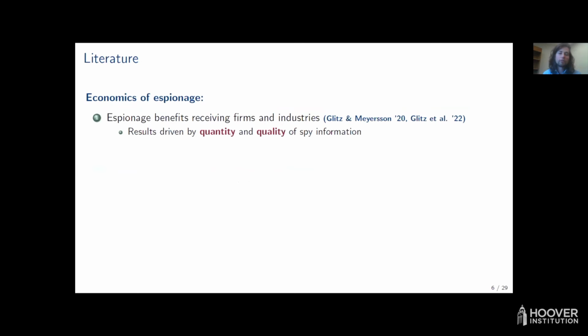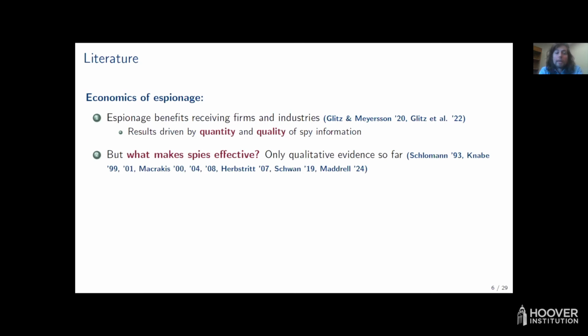In terms of the literature, we're adding to a literature on the economics of espionage. In particular, there have been two papers, both by my co-author Albrecht Glitz, and they have shown the macroeconomic implications of espionage. In particular, they show that when East Germany engaged in espionage, it benefited the firms and industries that received economic espionage material. They find that those firms and industries were more productive at the end of the Cold War. And in particular, they show that these results are driven by the quantity and the quality of the information that individual spies provided. What we want to answer is what makes spies effective.